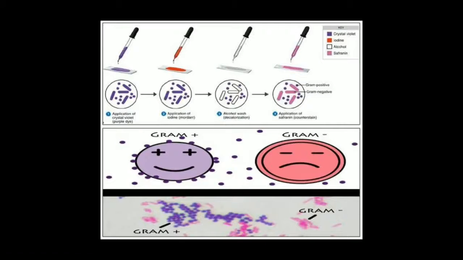Gram-positive organisms contain a highly cross-linked layer of peptidoglycan that retains the primary dye crystal violet. Following the application of the mordant iodine, the iodine and crystal violet form a complex within the peptidoglycan. When decolorizer is applied to the cells, the CVI complex remains within the cell, making it appear dark purple to blue.